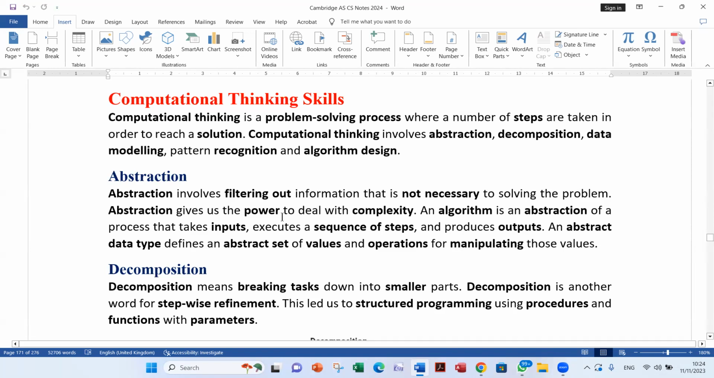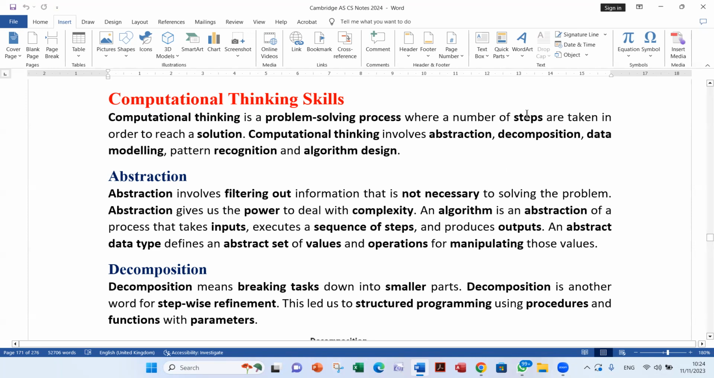So computational thinking is a problem-solving process where a number of steps are taken in order to reach a solution. Any program. However, later on, I will replace the word program with algorithm, because this is what I'm supposed to be teaching. A program is written in a programming language. A program is written in Python. An algorithm is a description of the steps to do the program. And this is exactly what you need to study for the AS. You need algorithms. So I will replace the word program with the word algorithm. Okay?